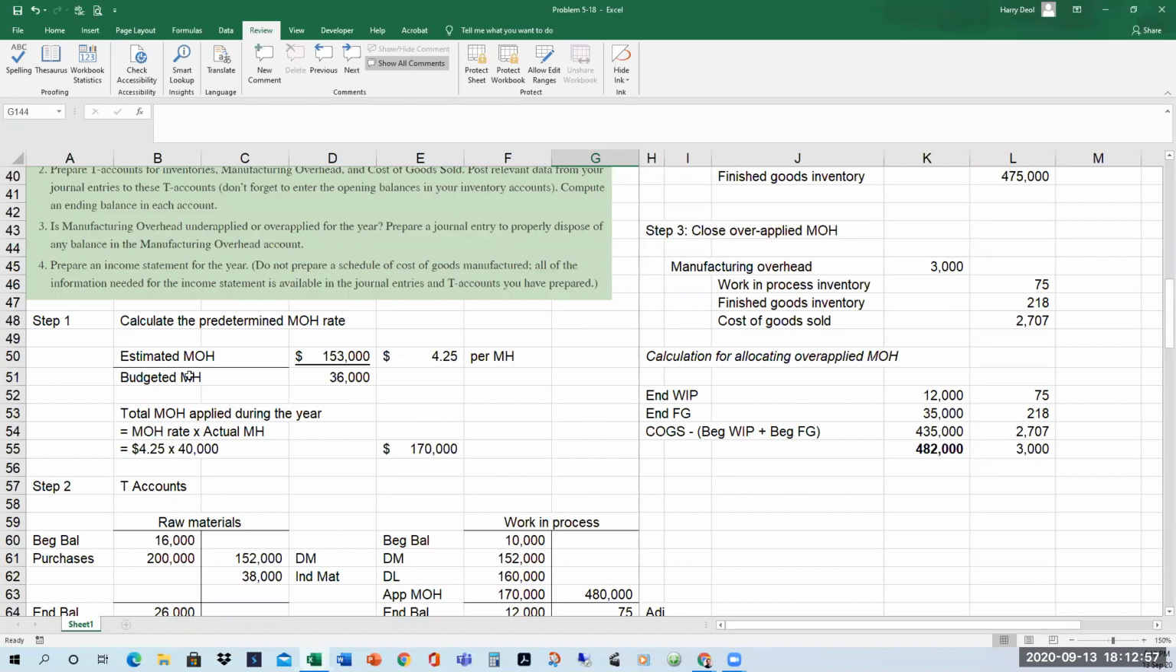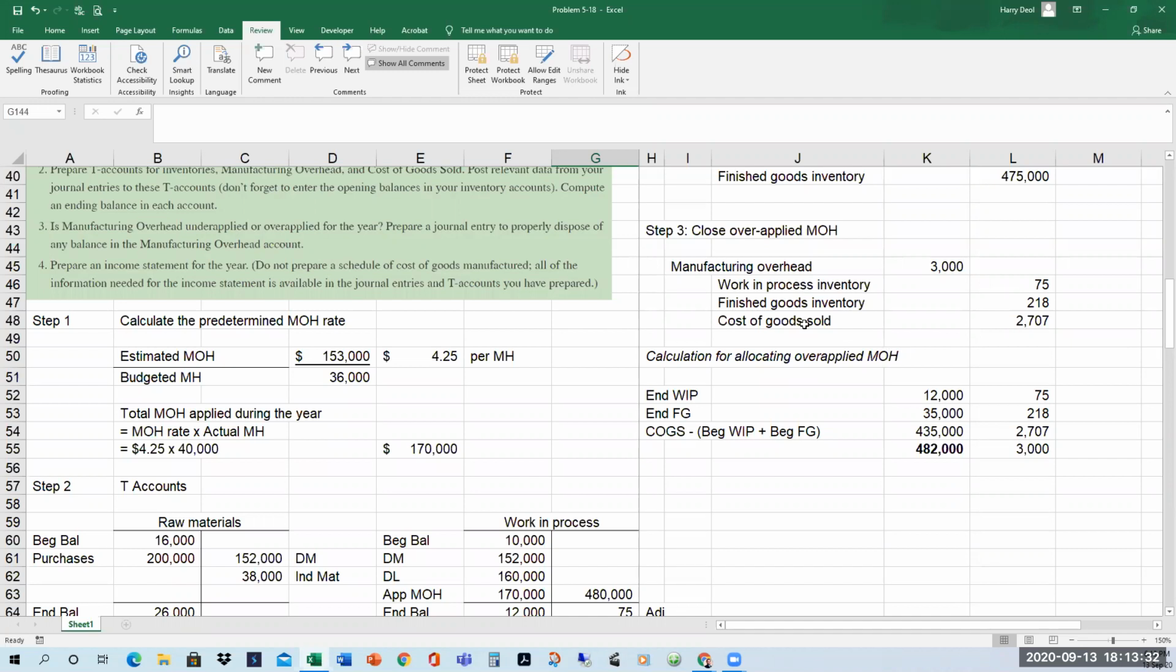And in step 1, we had to calculate the manufacturing overhead rate, the manufacturing overhead applied. These calculations are unavoidable. You will need to do those, as well as step 3, closing of the manufacturing overhead account. Here, the manufacturing overhead was over applied. In the lecture video, we had looked at the example of manufacturing overhead being under applied. And under applied manufacturing overhead, the journal entry is simple. You debit cost of goods sold and credit manufacturing overhead.